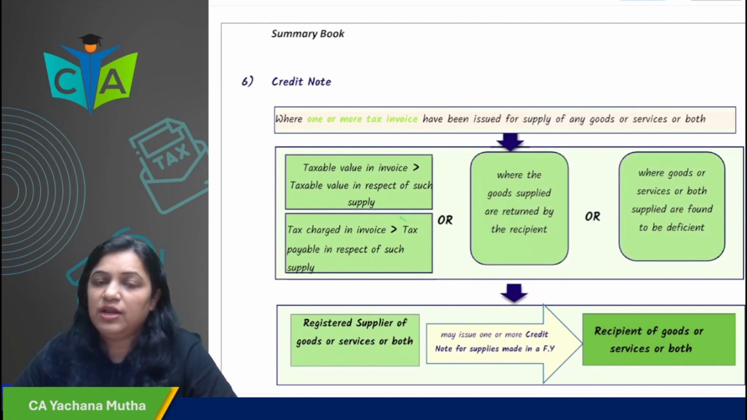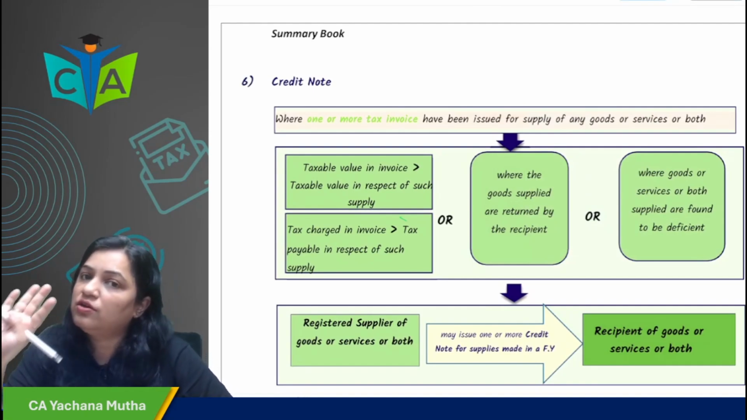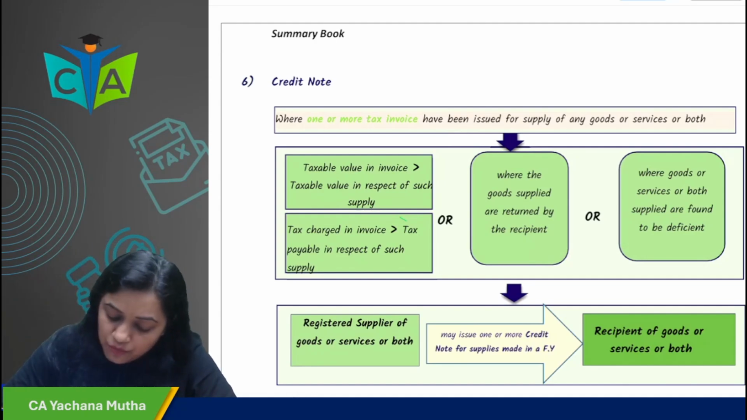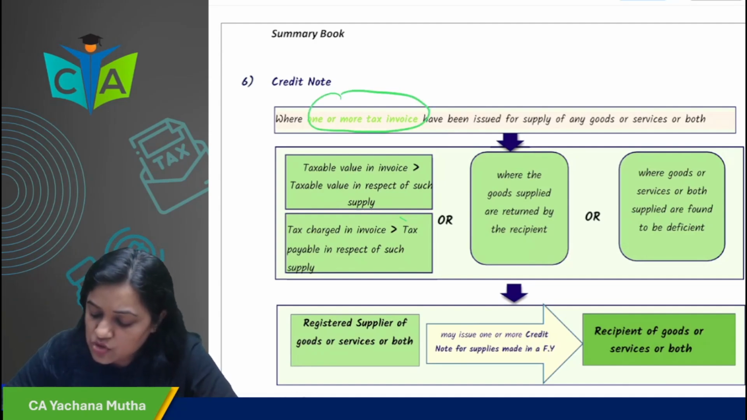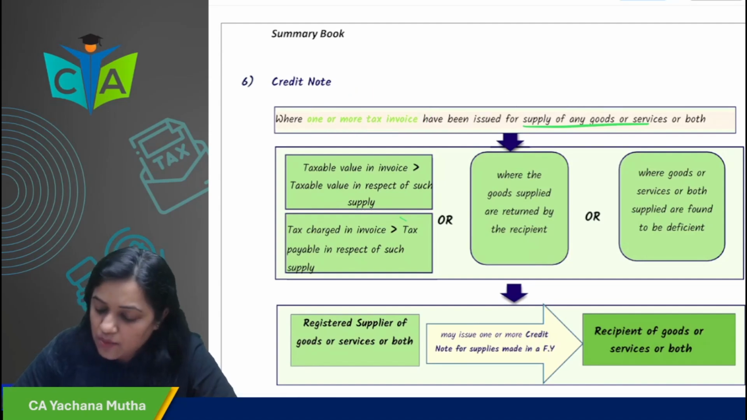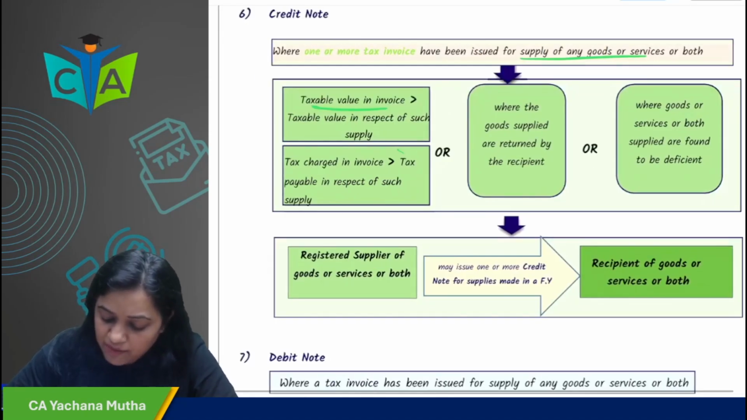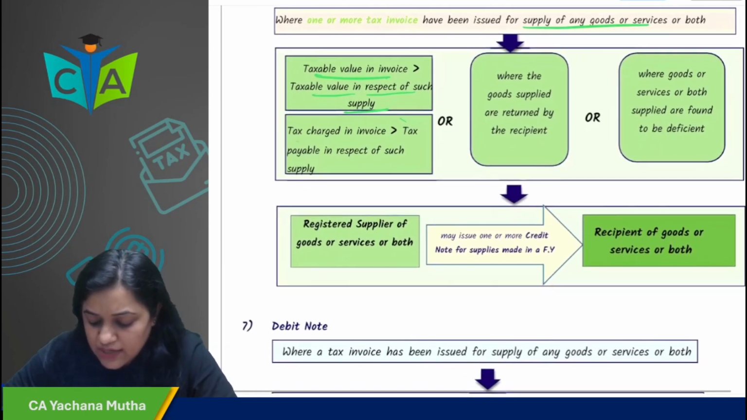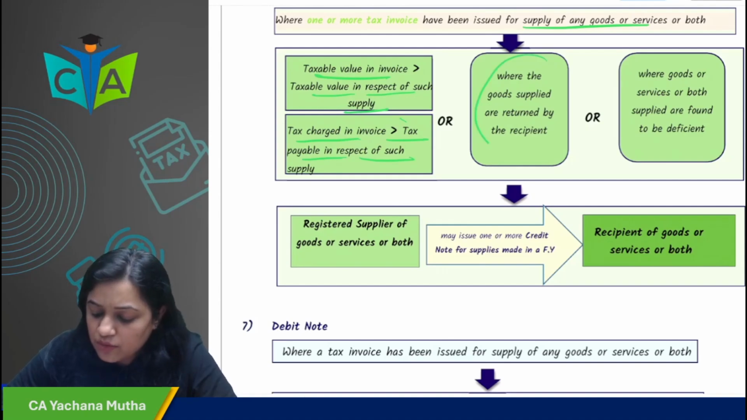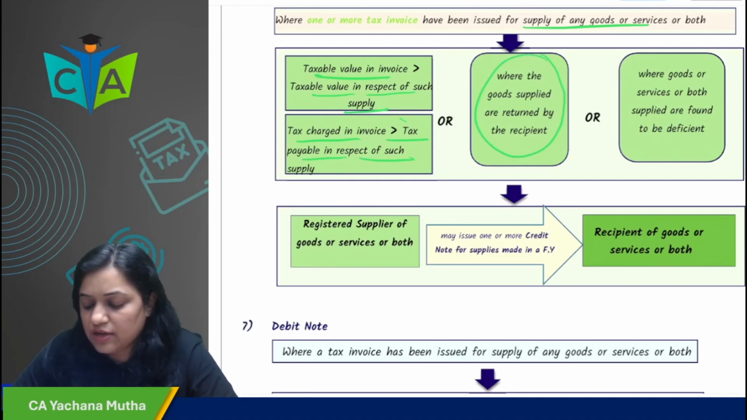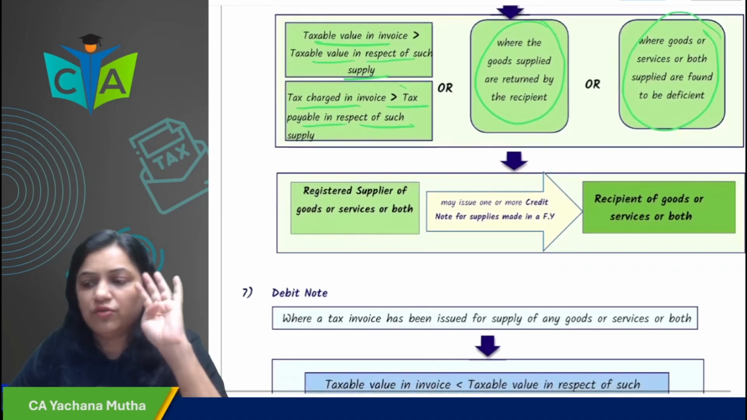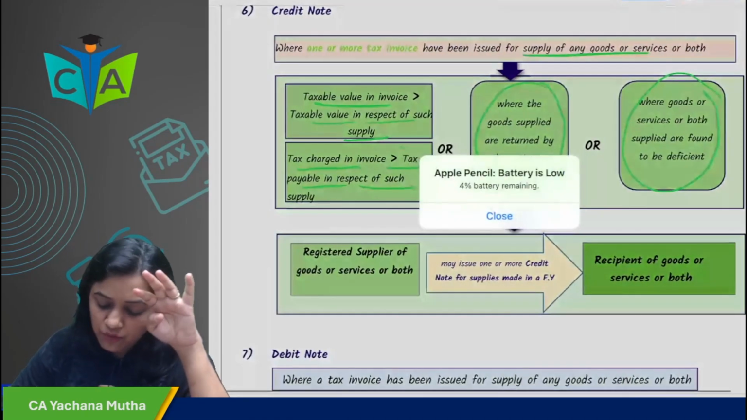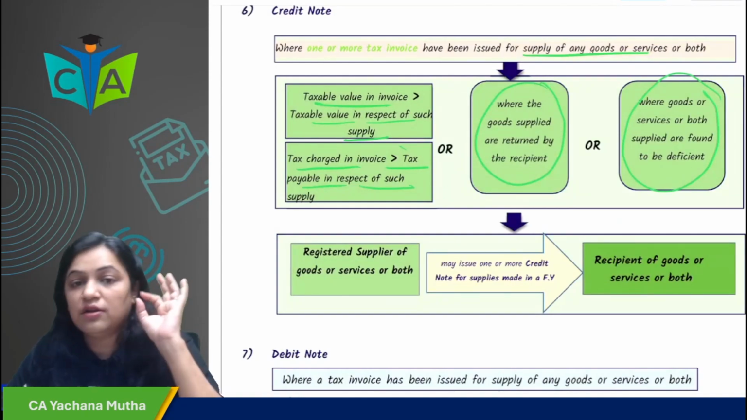Many a times in exams they'll ask you. There are 4 situations when a credit note is issued. Okay, so when one or more tax invoices have been issued for supply of goods or services where the taxable value in the invoice is greater than the taxable value in respect of such supply, or the tax charged in the invoice is greater than the tax in respect of such supply, or where the goods supplied are returned by the recipient, or where the goods or services are found to be deficient.